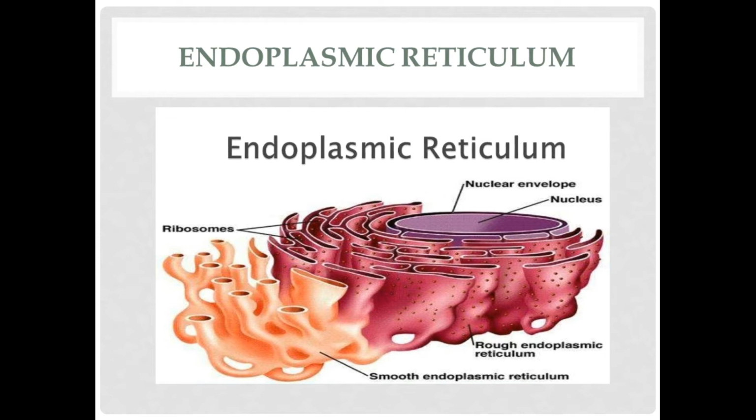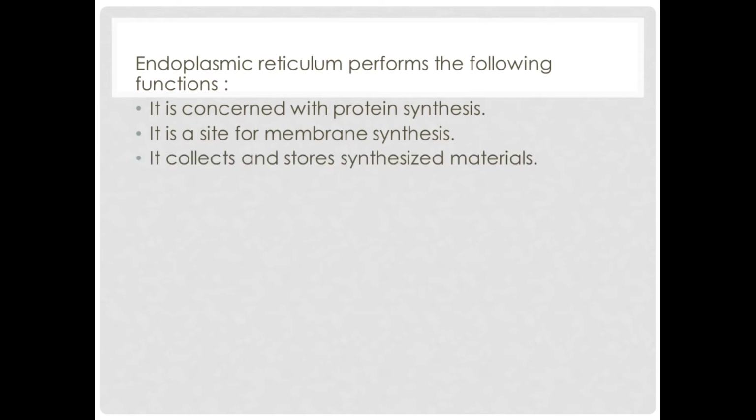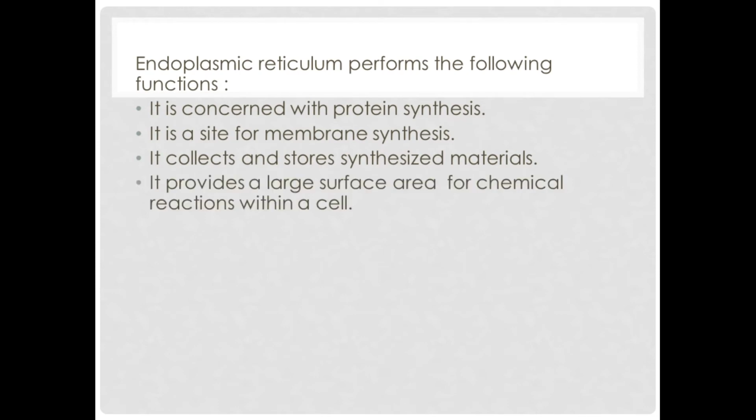Now let's look at the functions performed by the endoplasmic reticulum. Function number 1 is it is concerned with protein synthesis. Since it may contain ribosomes, and ribosomes are responsible for protein synthesis, its function may also be protein synthesis. Function number 2 is it is a site for membrane synthesis. Function number 3 is it collects and stores synthesized materials. Function number 4 is it provides a large surface area for chemical reactions within the cell.